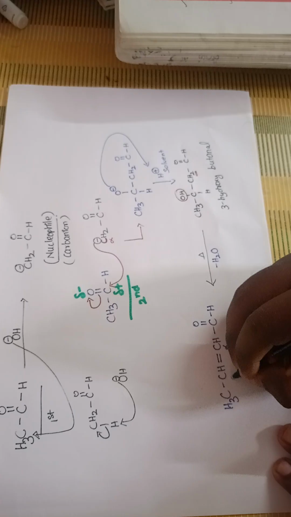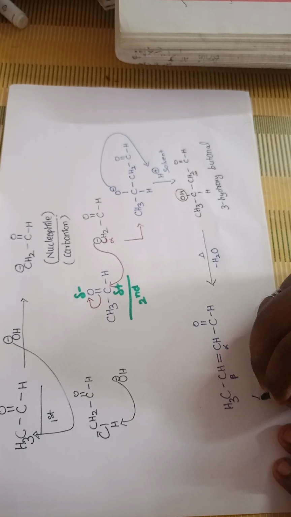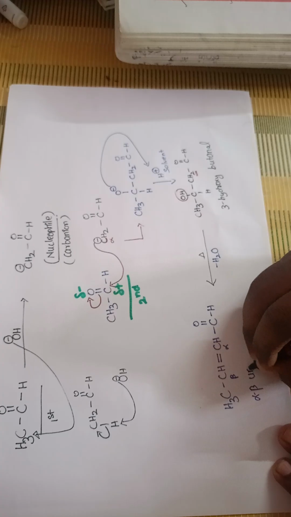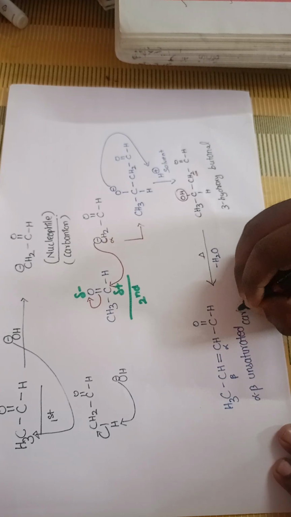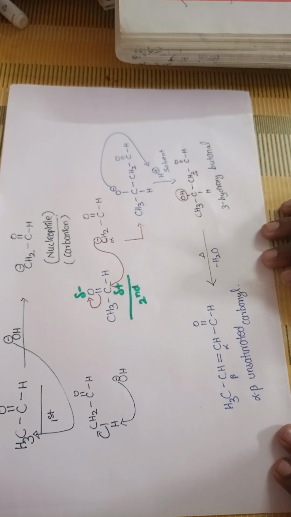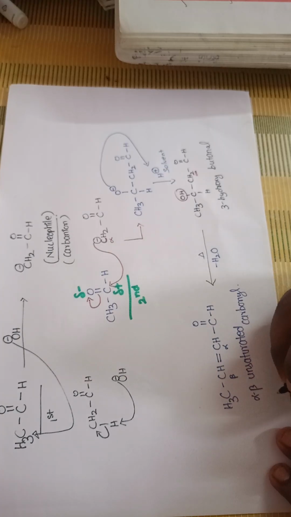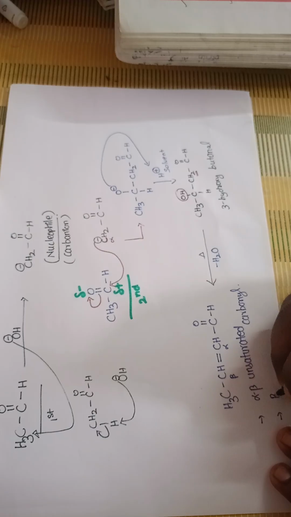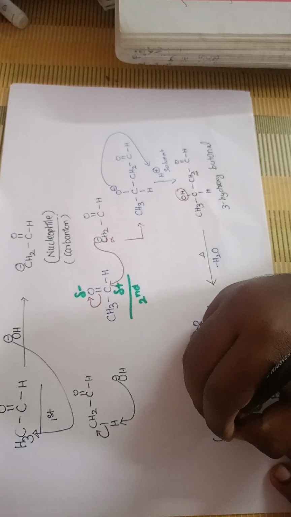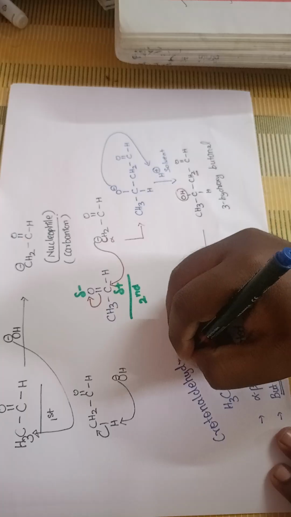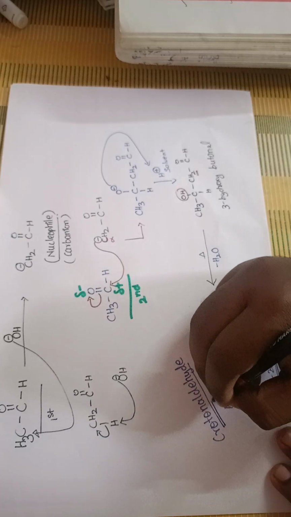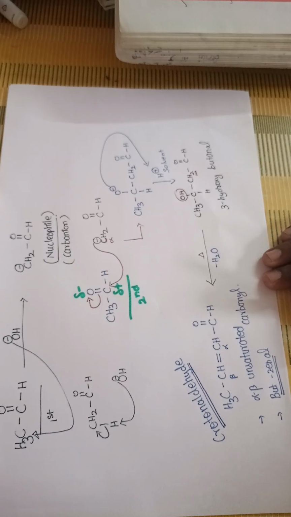Now this alpha carbon, beta carbon. In between alpha and beta carbon you have double bond. So alpha beta unsaturated carbonyl. Alpha beta unsaturated carbonyl. Common name is butenol. Butenol is nothing but crotonaldehyde. So this is the mechanism of aldol reaction.